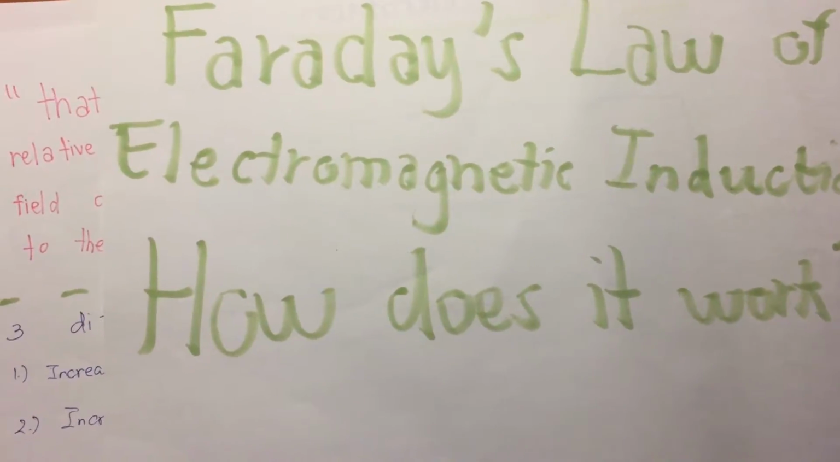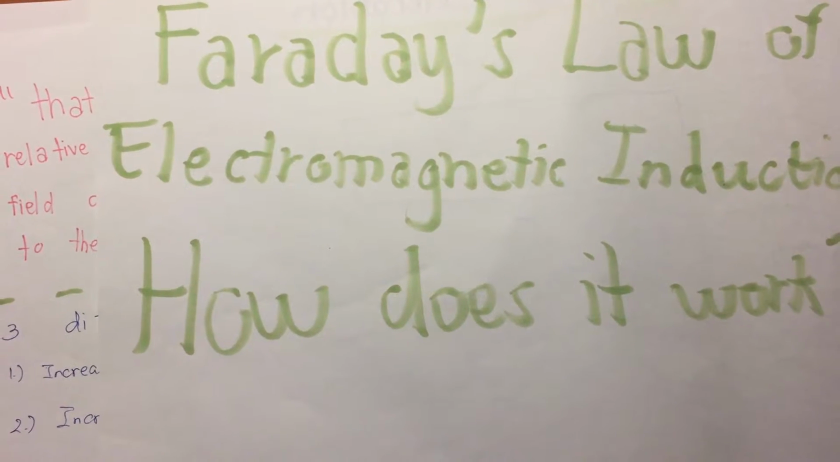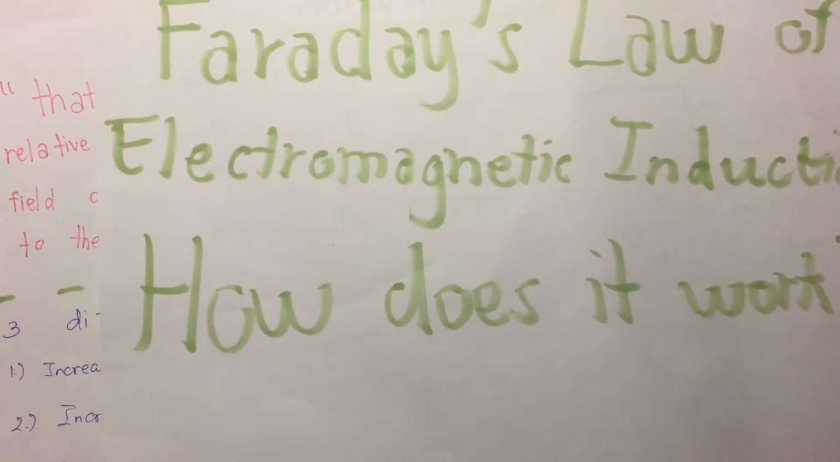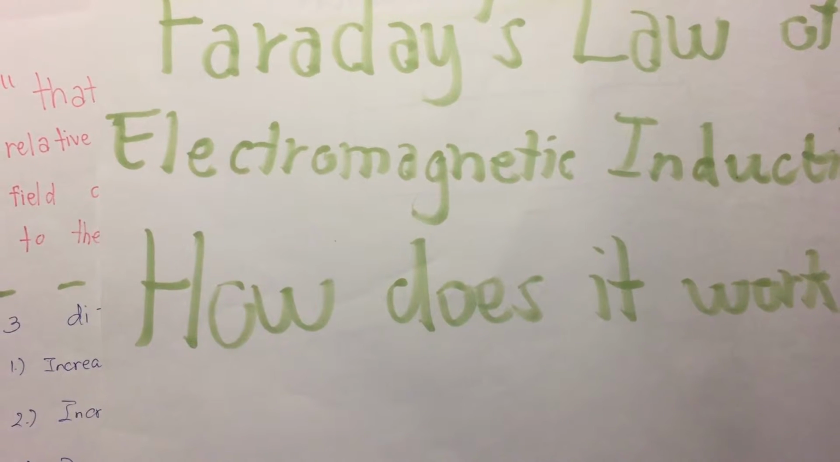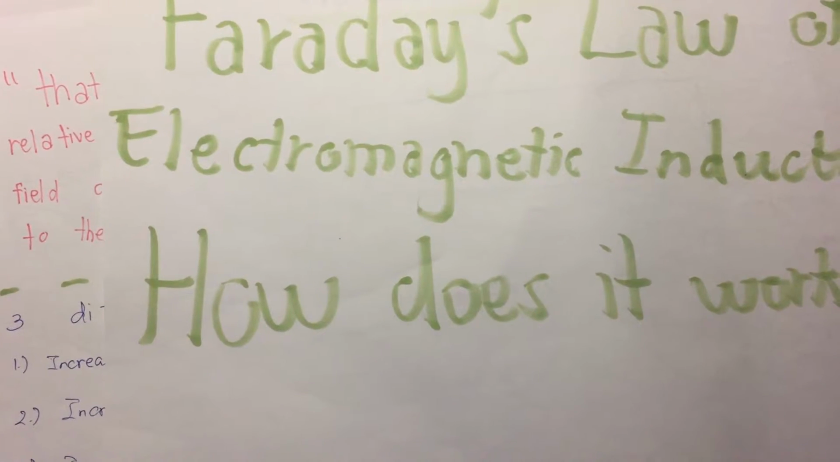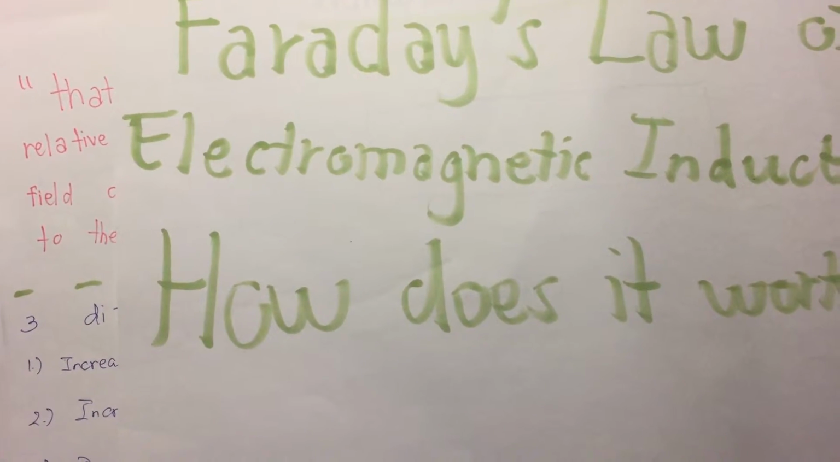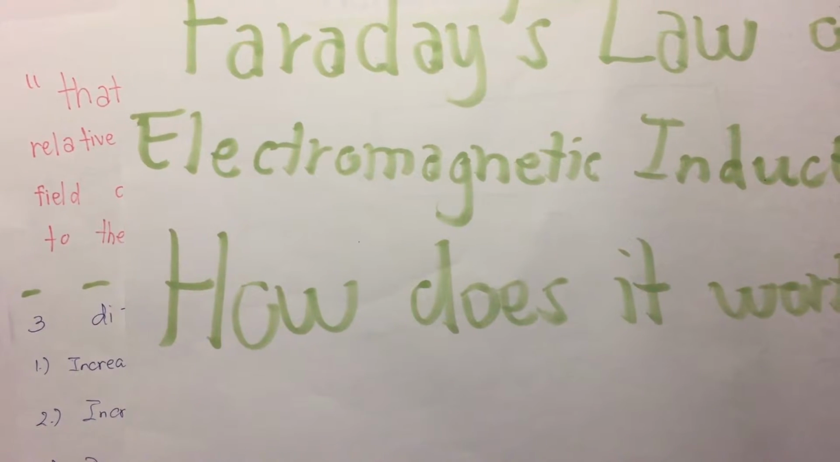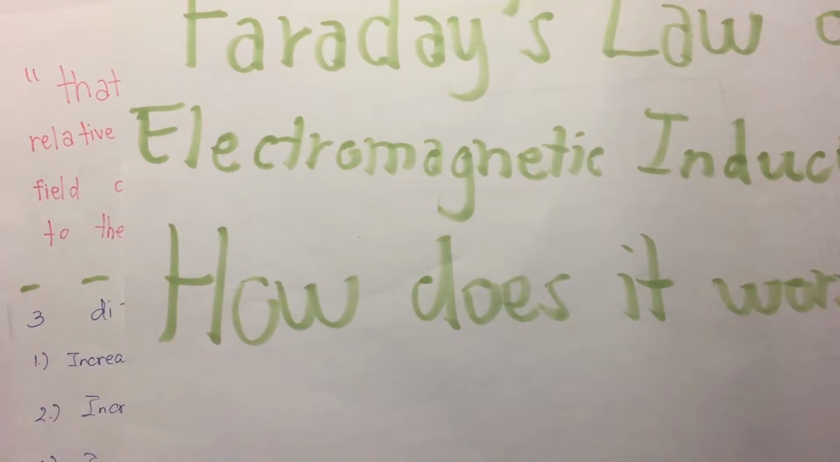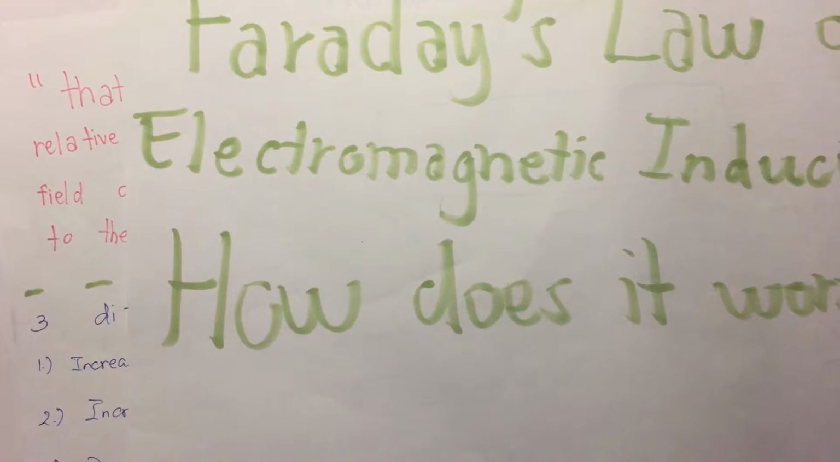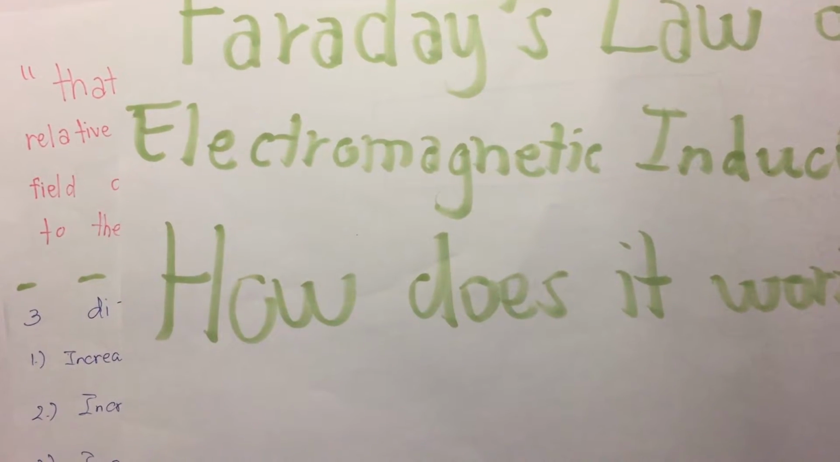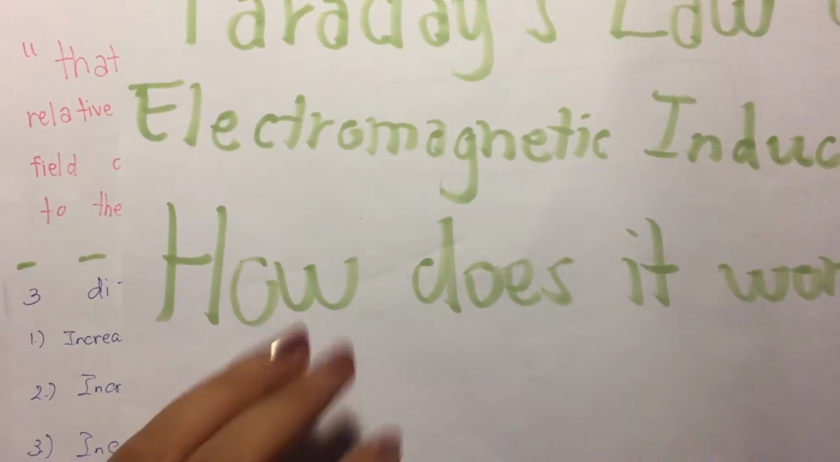So what Michael Faraday discovered was a way of producing an electrical current in a circuit by using only the force of a magnetic field and not batteries. This then led to a very important law linking electricity with magnetism, Faraday's law of electromagnetic induction. So how does it work?